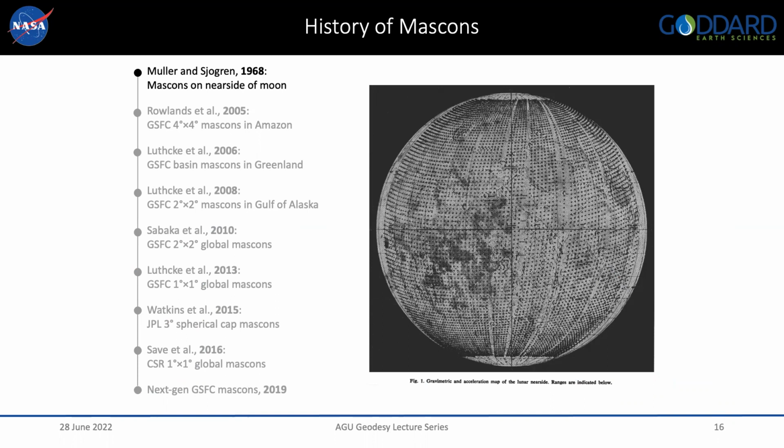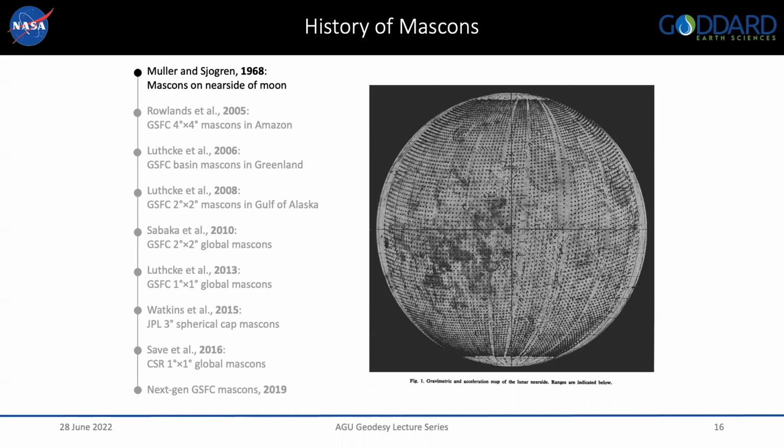Now, the idea actually first came out of an effort to estimate localized MASCONs, in a paper back in 1968 looking at the moon. The Apollo mission was orbiting the moon. They knew that there were mass anomalies on the surface of the moon, and they wanted to have the best represented gravity field that they could for being able to propagate the Apollo orbits.